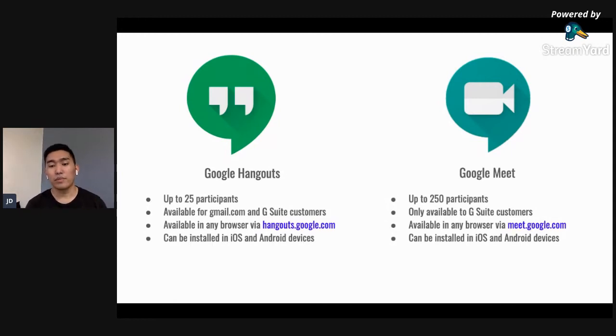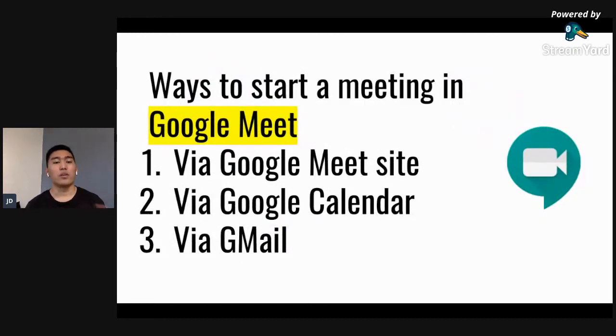Okay, next. Google Meet is available in any browser via meet.google.com. So if you are using a desktop or a laptop and you want to start a Google Meet meeting, you just go to meet.google.com. Next, Google Meet can be installed in iOS and Android devices. Okay? So there are ways to start a meeting in Google Meet. First, via Google Meet site. Second, via Google Calendar. And third, the newest way to start a meeting in Google Meet is via Gmail.